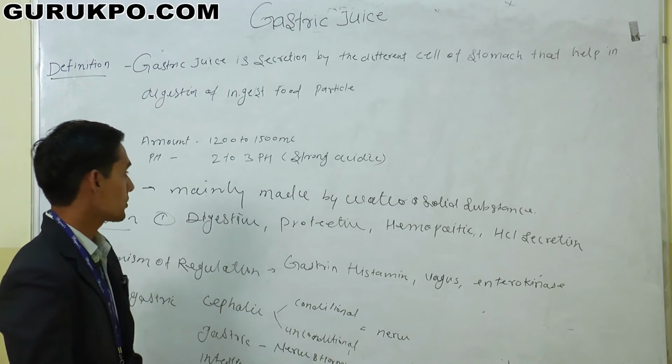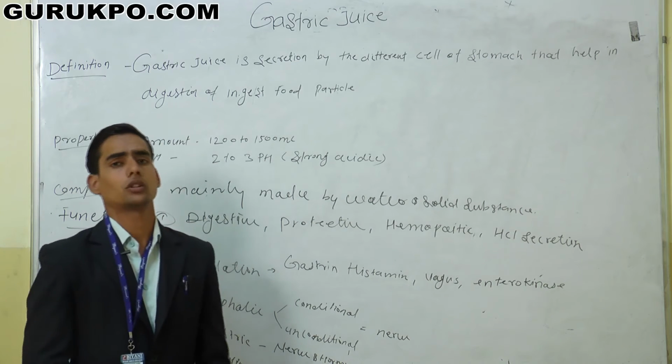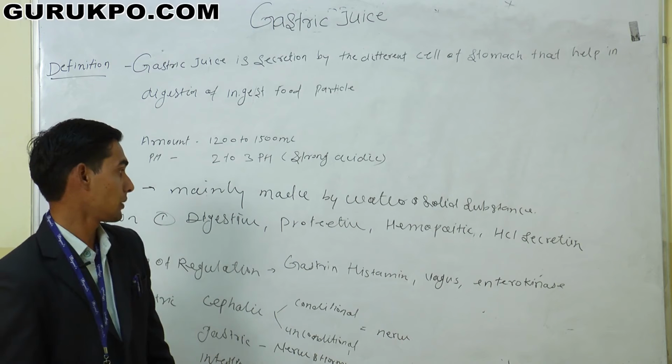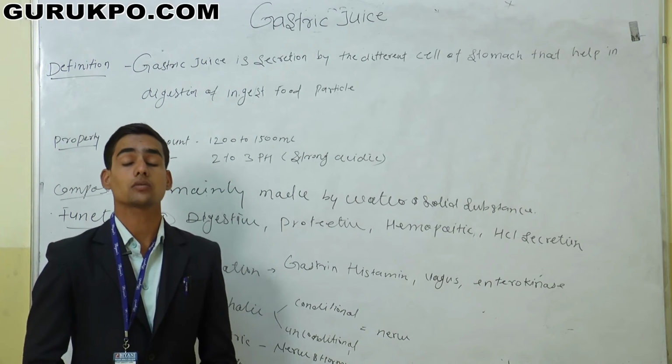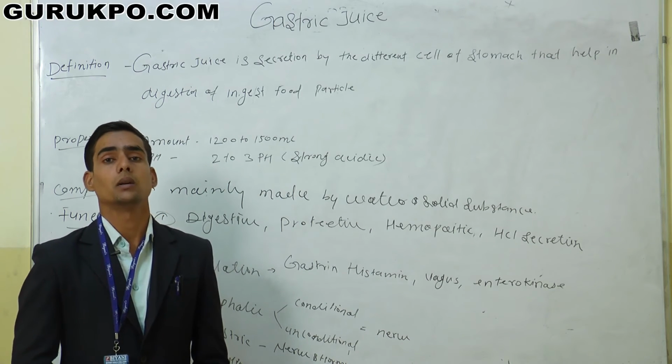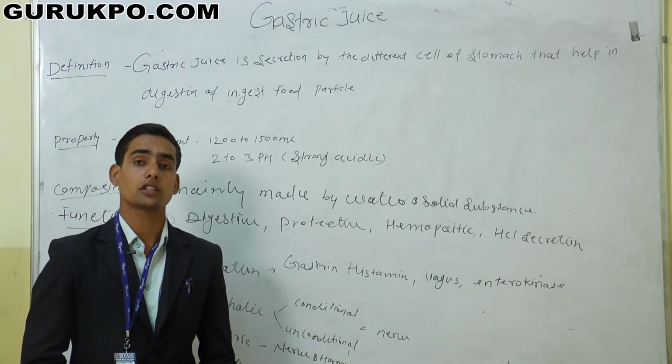Functions of the gastric juice. Gastric juice does different work in our body. Number one, digestion. Digestion work is performed mainly by gastric enzymes.